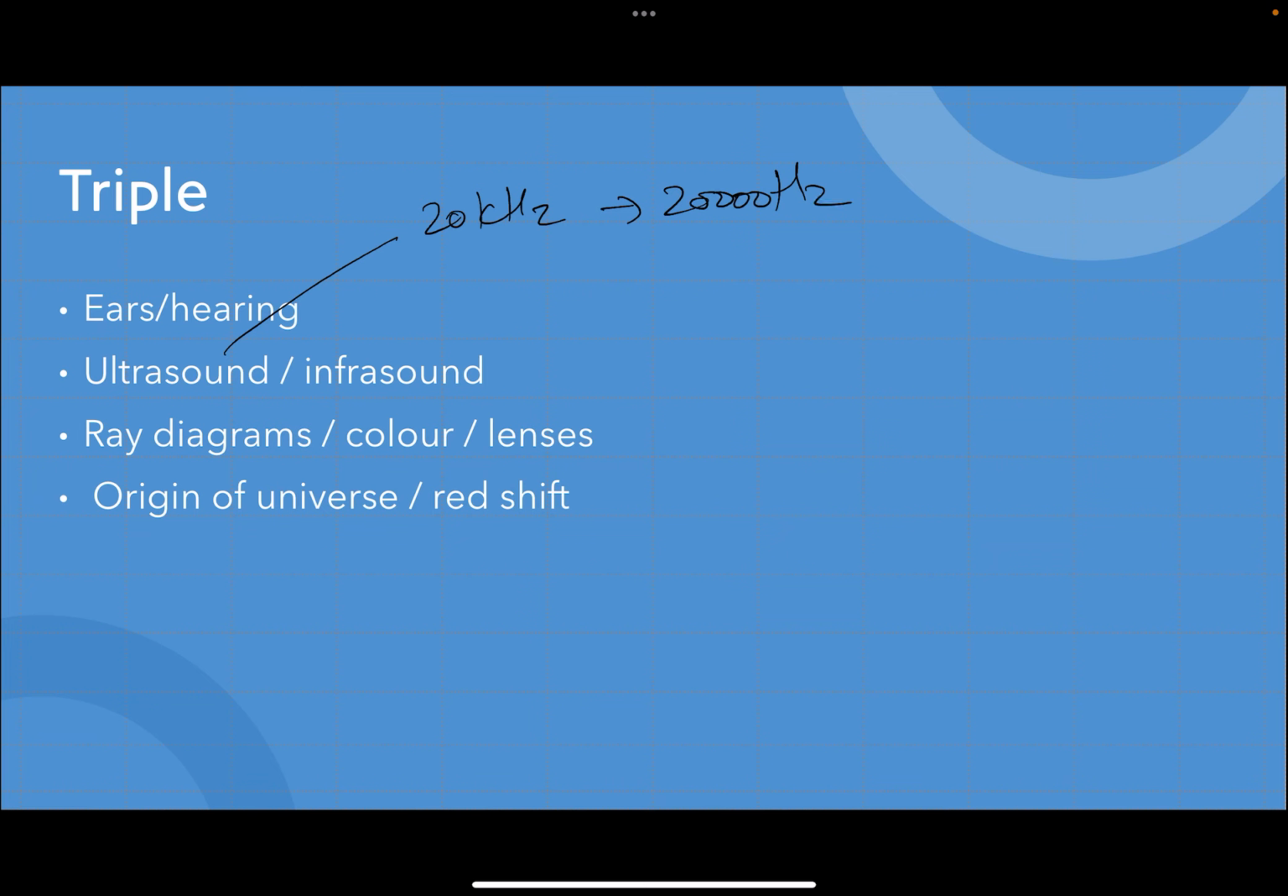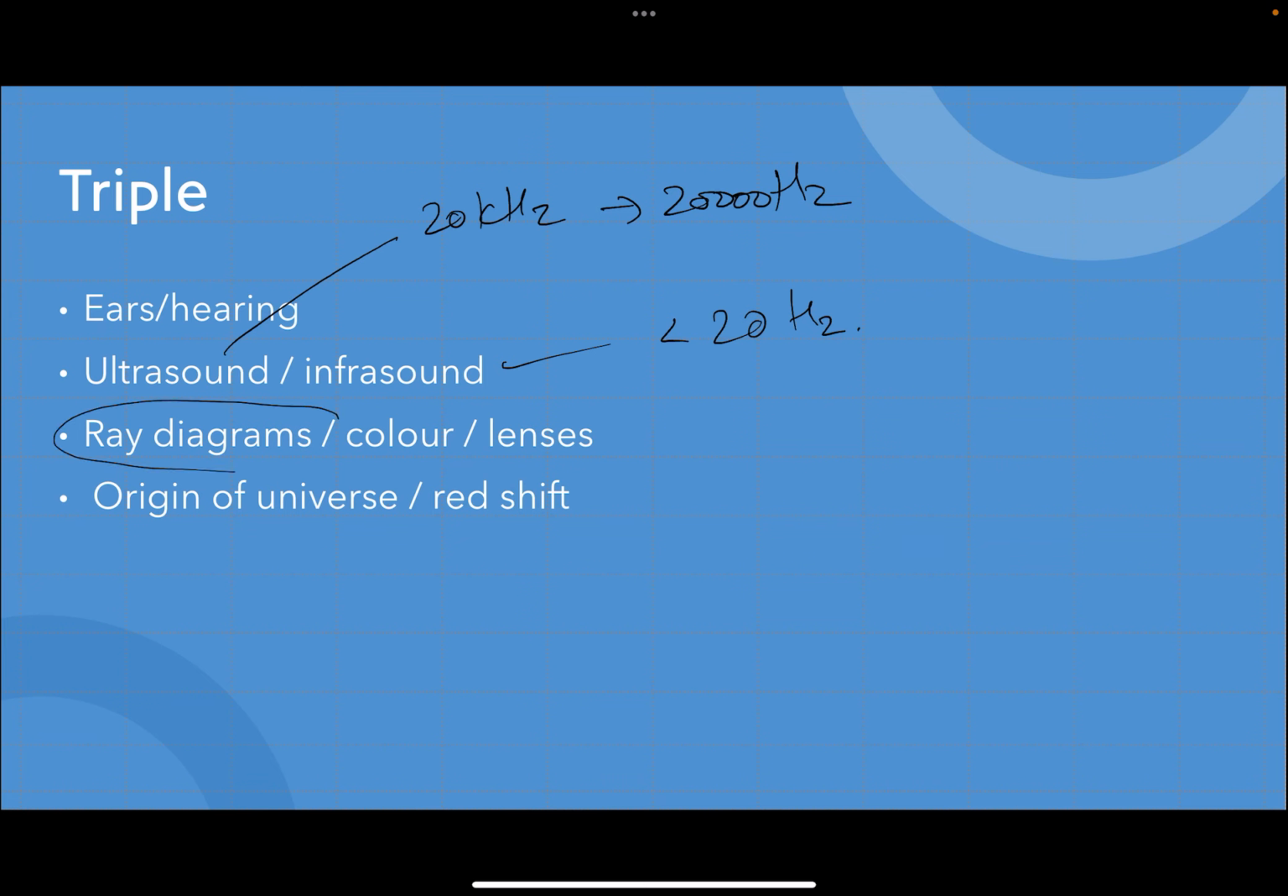Okay, ultrasound is used in fetal scanning. Ultrasound is also used in the sonar on a ship or submarine to detect the depth of the seabed. Infrasound is sounds that have frequency of less than 20 hertz, and it is used by some animals. Also, you will need to know about seismic waves. I'm not going to go into too much depth here.